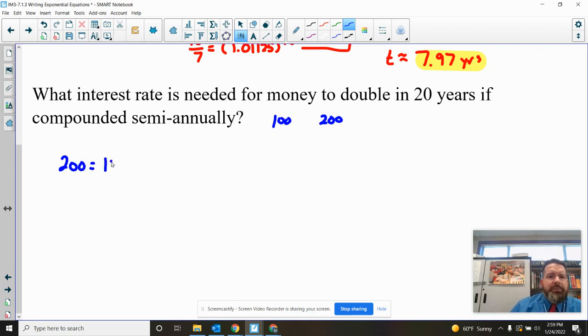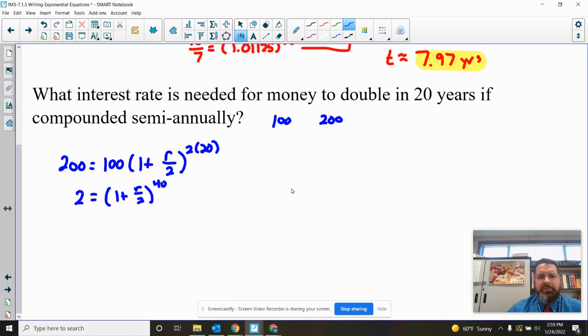So end result equals starting result times 1 plus, we don't know the interest rate, but it's semi-annual compounding for 20 years. So the variable this time is the r. That's the thing we don't know. Okay, let's do a little simplification. Divide the 100 over. So 2 equals 1 plus r over 2, and 2 times 20 is 40, to the 40th power.